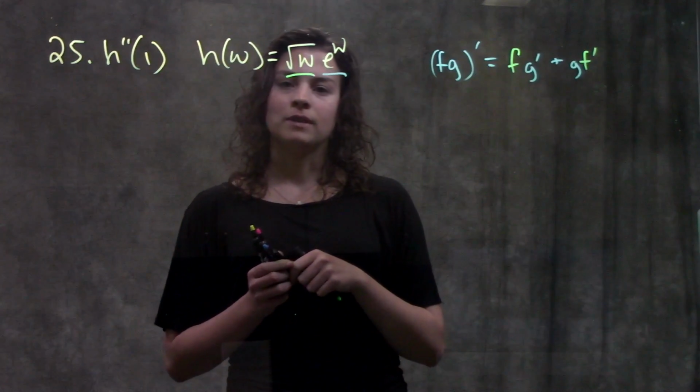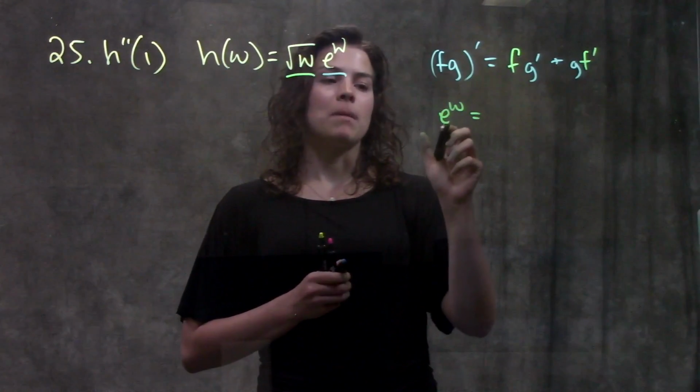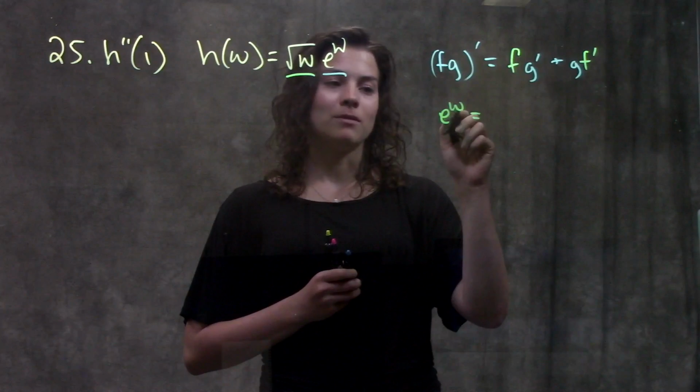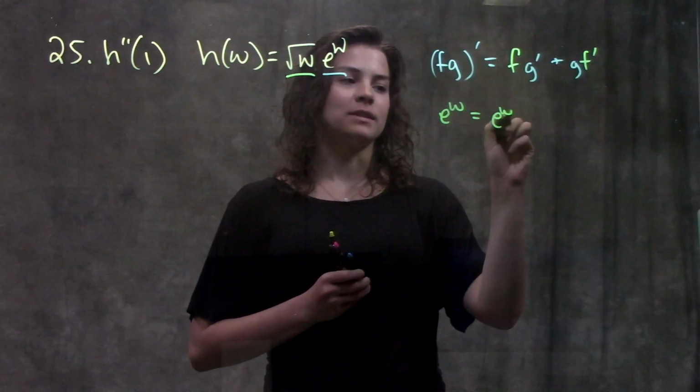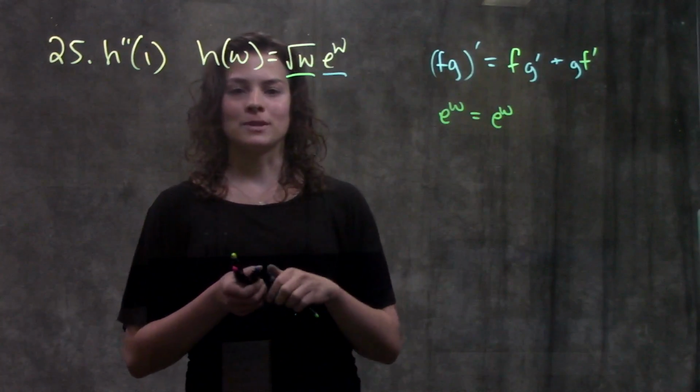Another rule I need to use is my e to the w rule, or e to the x. Remember, the derivative of e to the variable, w or x, whatever it is, is just the same thing, e to that same variable. Okay, so let's go through this problem.